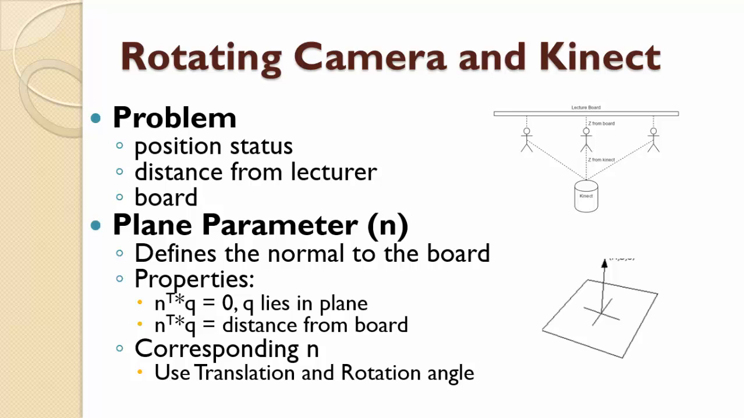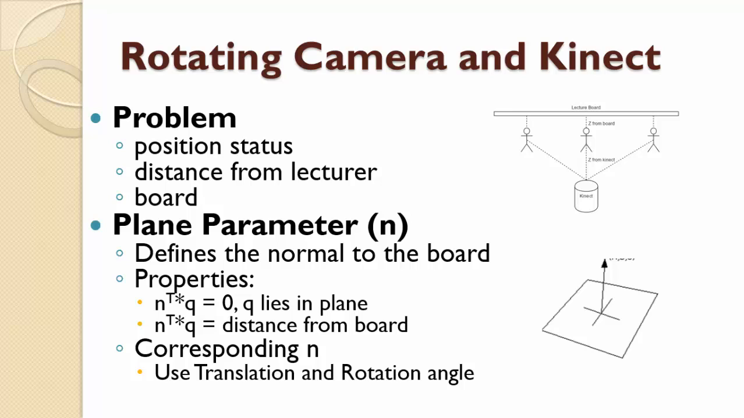If we want to know if it's near or far from the board, then we need to grab the Z distance from the board. It turns out that we will need to calculate what is called the plane parameter. The plane parameter basically defines the normal to the board, and it has 2 properties. If we multiply the plane parameter n times a point Q in the cloud, and it is equal to 0, it turns out that point Q lies in the plane. If it does not, then it returns a distance from the board. And this is actually what we wanted.